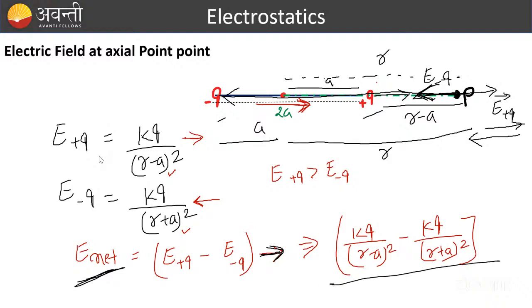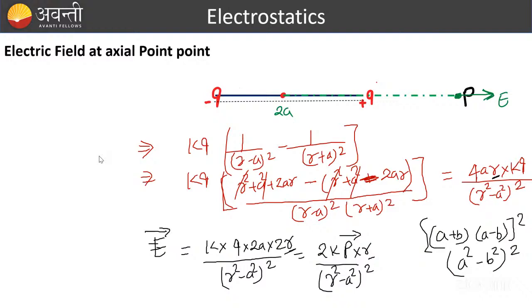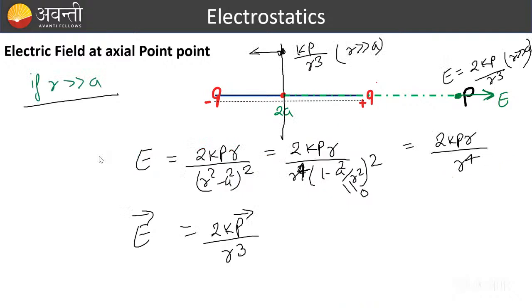If you again do the mathematics, you will get these values. Okay? And if you again approximate R is far greater than A, you will get this, that is in the direction of dipole. Okay?